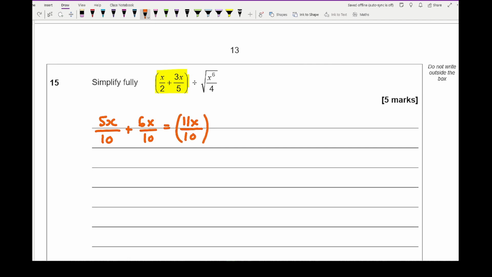And then I'm dividing that by, now square rooting anything is just raising it to the half, so that's going to be 6x to the power 6 divided by 4 to the power of a half. That is the same as 11x over 10. Simplify this: when we've got brackets we multiply the powers, so that's going to be 6 times a half, which is 3, so that's x cubed, over 4 to the power of a half.